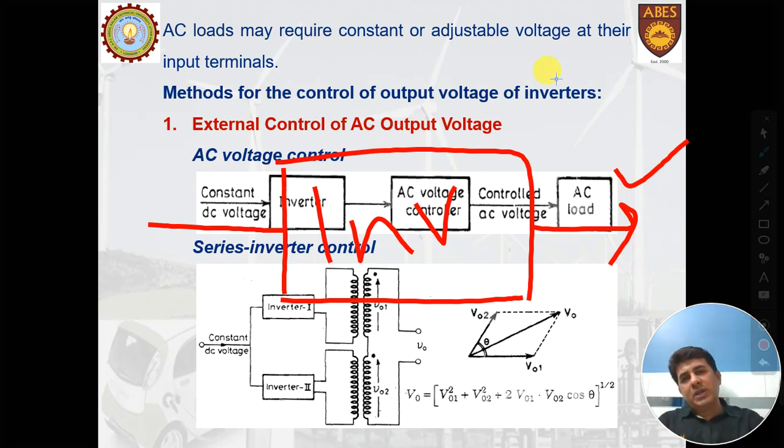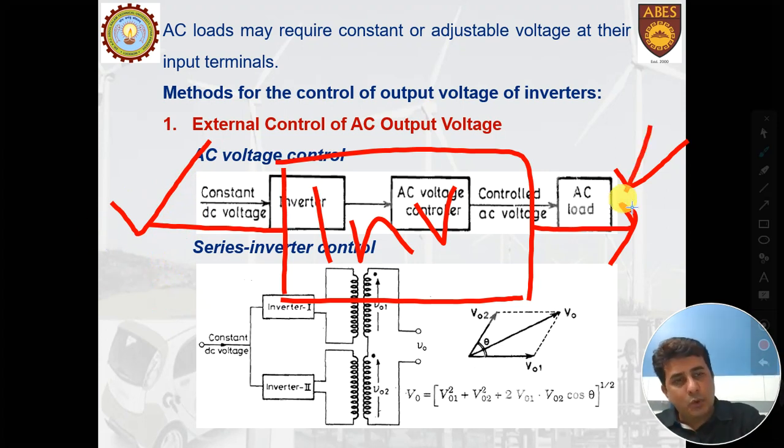Similarly, you can control the voltage at the input side as well. So this makes the second type of voltage control. Instead of controlling the voltage at the output side, you control the voltage which you are feeding at the input side. So this becomes the external control of DC input voltage. It means you control the input voltage externally by something.